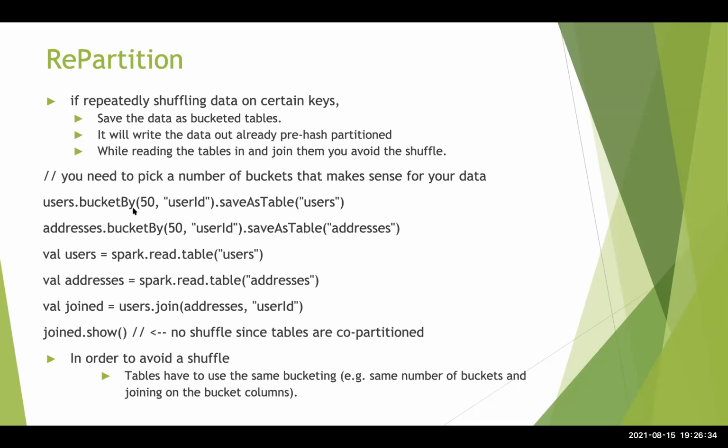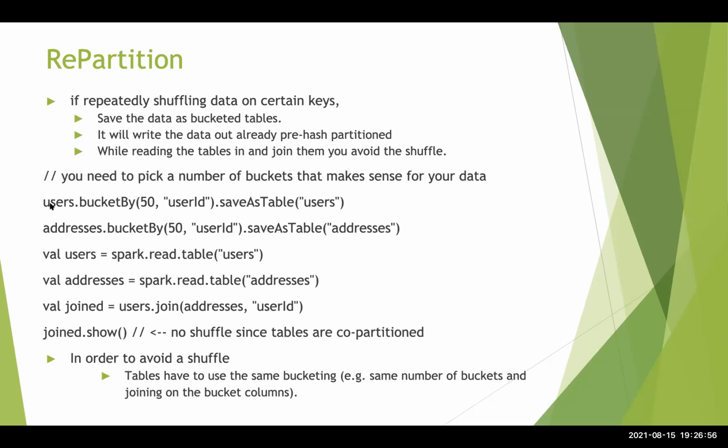Bucketed table is a provision which Spark provides, and I will give an example also. What it will do is write the data out already in pre-hash partitions. So it will save the data already partitioned. When you read the data back and join them, you can avoid shuffles. Let's take an example.